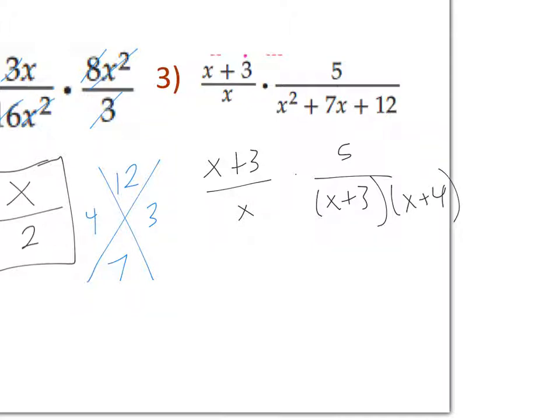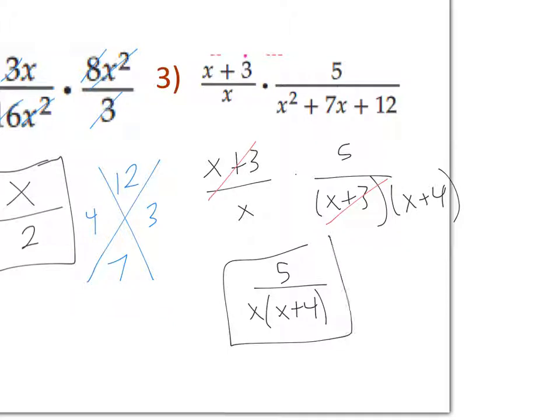And now let's look at cross products. So the x plus 3 and the x plus 3 cancels out. And it looks like there's nothing else that can. So I have 1 times 5, which is 5, over x times x plus 4. And I can go ahead and leave my answer as x times x plus 4 because that's its simplified version. If I wanted to say x squared plus 4x, I also could do that. So that would be my final answer.